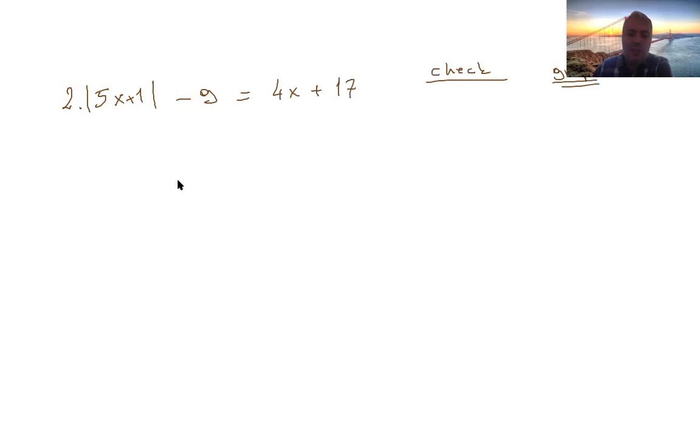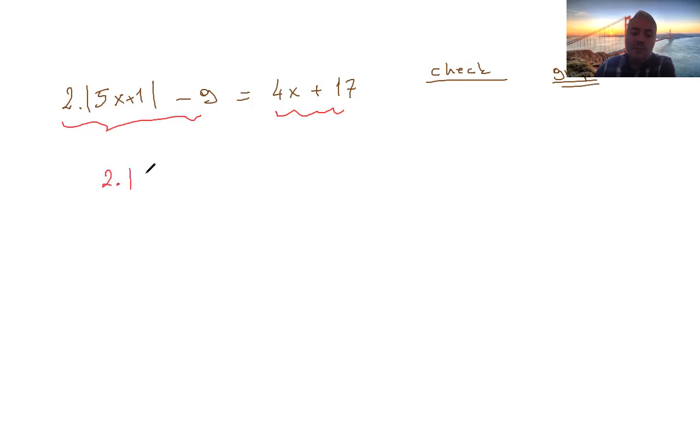Good. Now, what can we do? Let's start. Number 1, on the right side or on the left side, it is totally depending on you, no problem for me. Just get the absolute value alone. There mustn't be anything close to the absolute value. So what could it be? Negative 9, I can take to the other side.